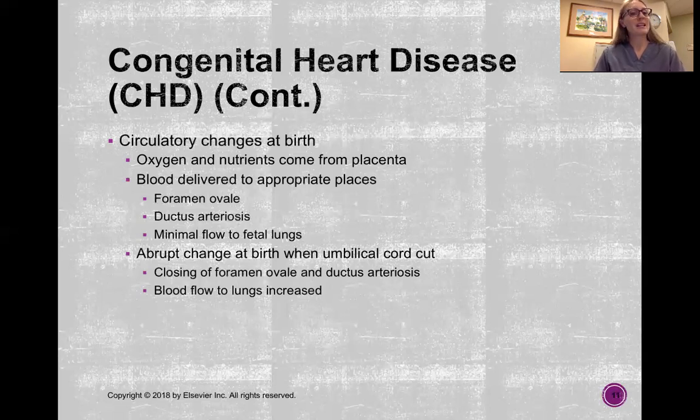There's a small amount of blood that goes to the lungs to oxygenate the lung tissue itself, but the oxygen exchange does not occur in the lungs. So we have the foramen ovale and the ductus arteriosus to bypass those lungs. When the umbilical cord is cut, we have a change in blood flow. If you want to visualize this, there's a great figure 42.2, and it gives you the before and the after, so the fetal circulation and the infant circulation.